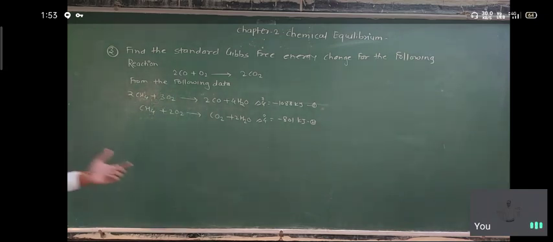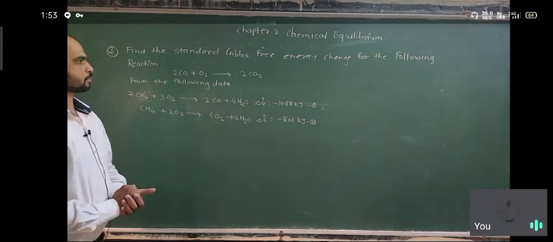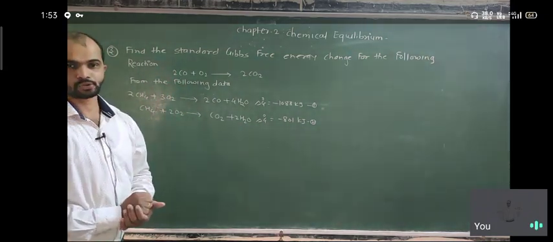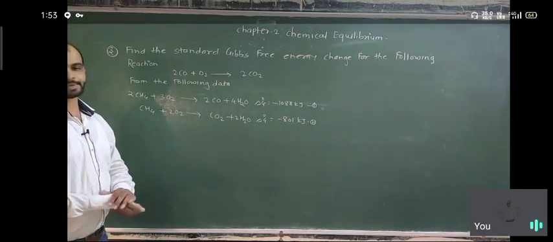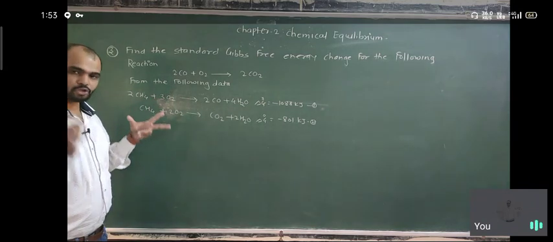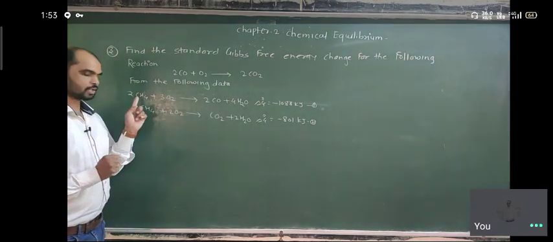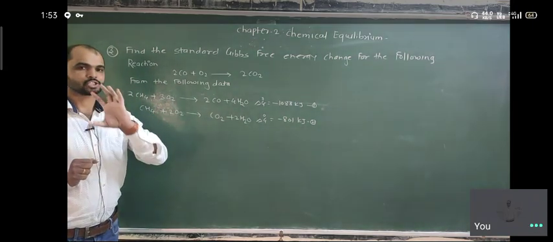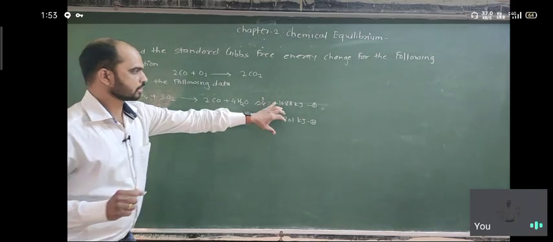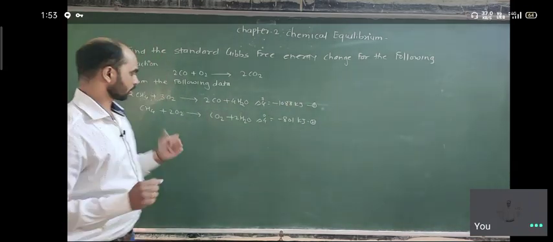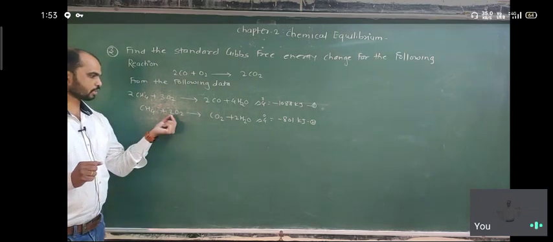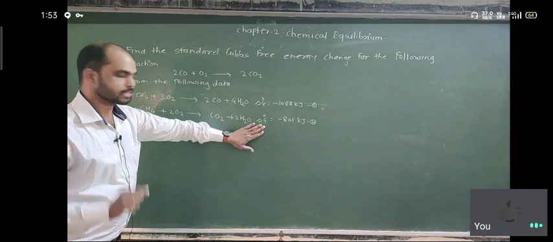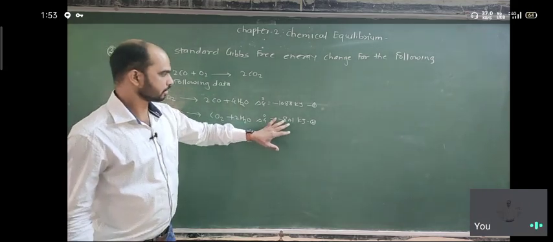Okay, the third problem is given. Find the standard Gibbs free energy change for the following reaction. The reaction is twice CO plus O2 gives twice CO2, the oxidation of carbon monoxide into carbon dioxide, and the data is given. Two equations are given. The first equation is twice CH4 plus thrice O2 gives twice CO plus 4H2O, and the standard Gibbs free energy is minus 1088 kilojoule. The second equation is CH4 plus twice O2 gives CO2 plus twice H2O, and the standard free energy is minus 801 kilojoule.